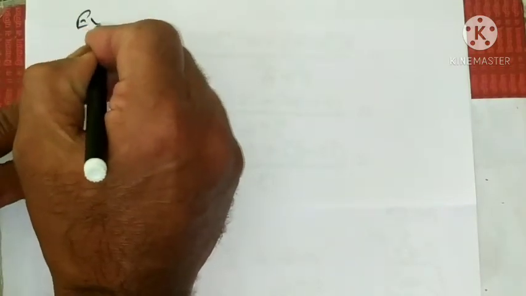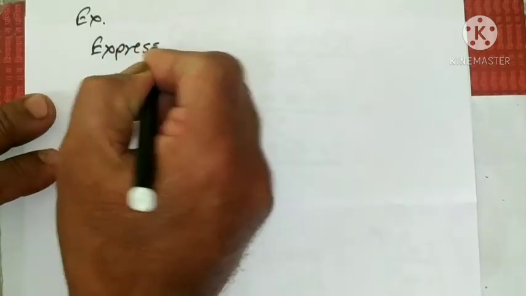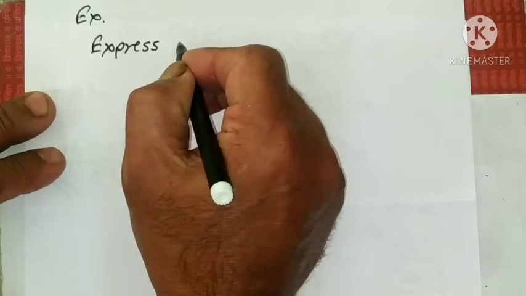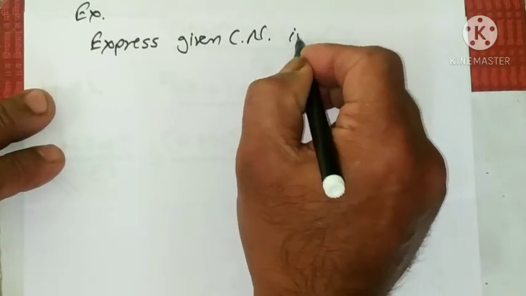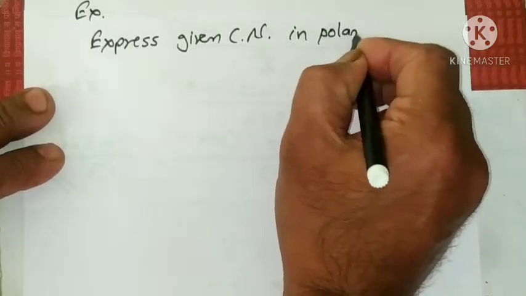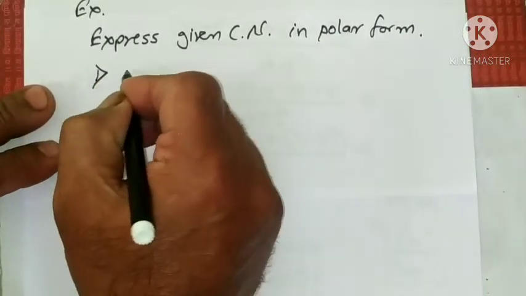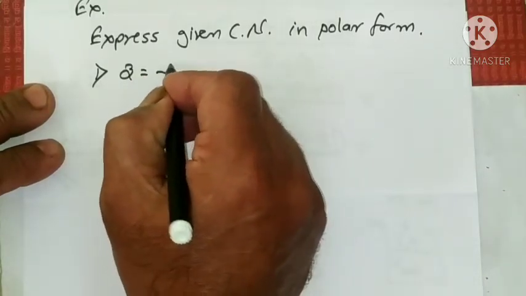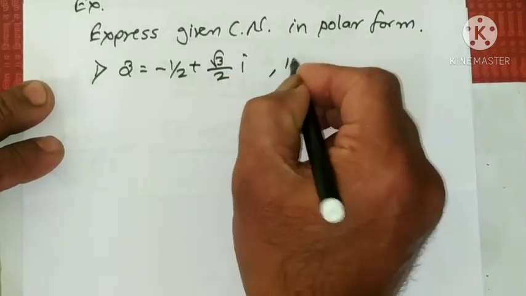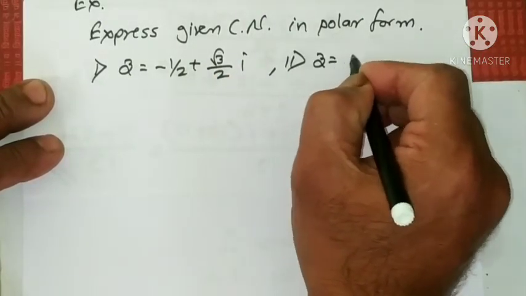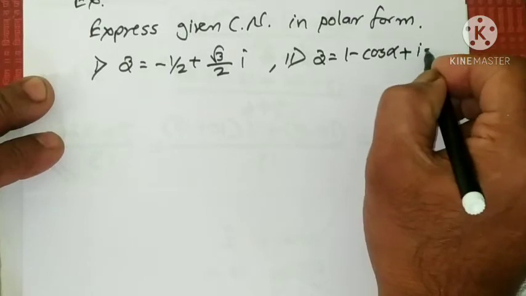Examples on complex number. Express given complex number in polar form. First example, z is equal to minus 1 upon 2 plus root 3 upon 2 i. Second, z is equal to 1 minus cos alpha plus i sin alpha.